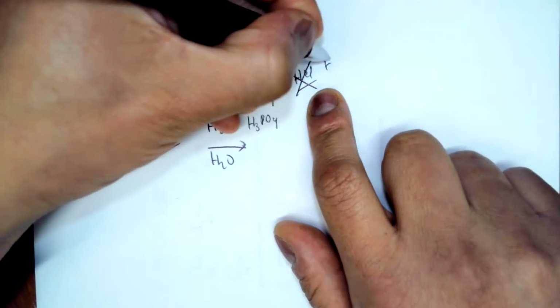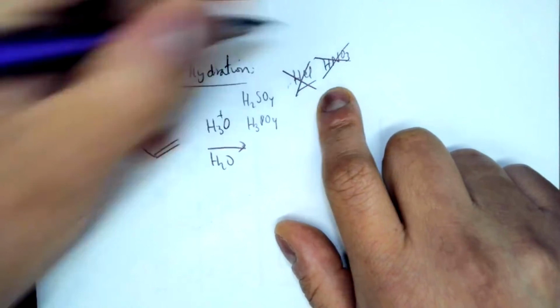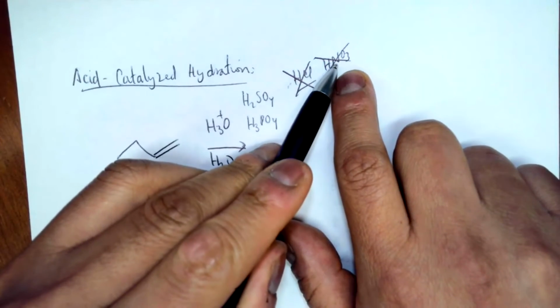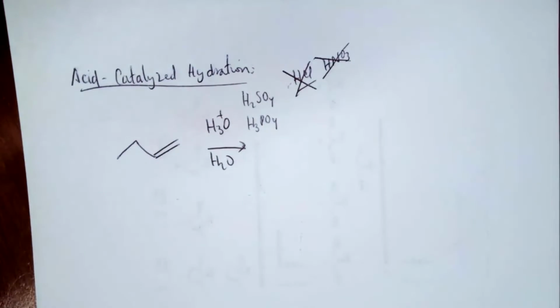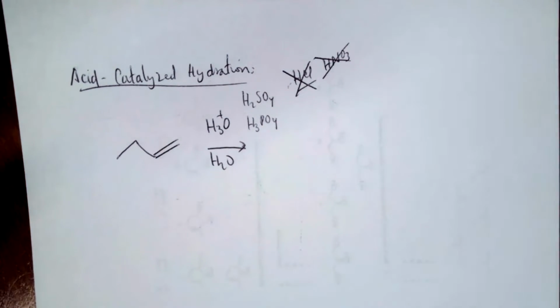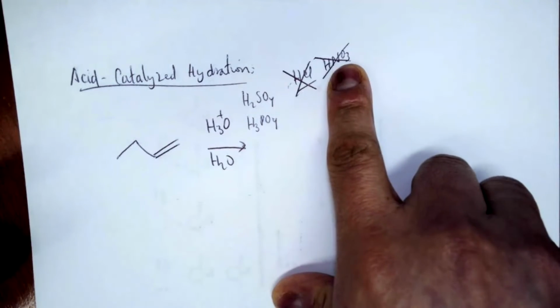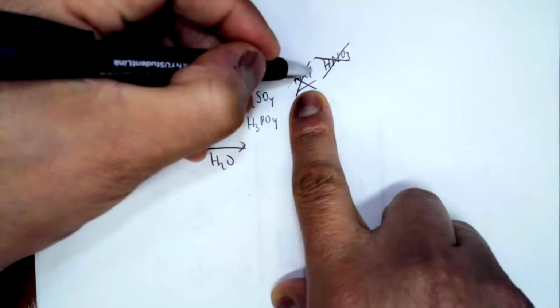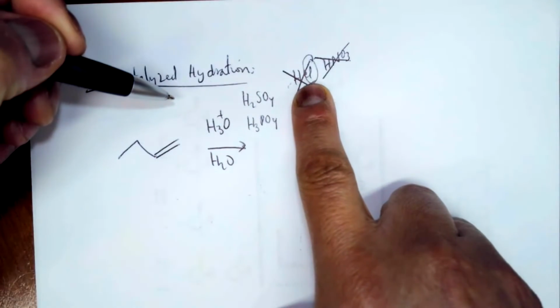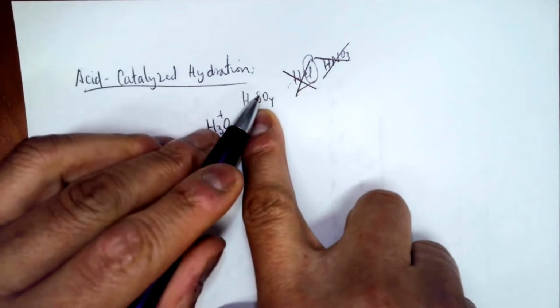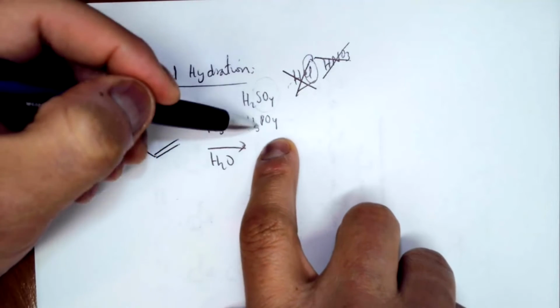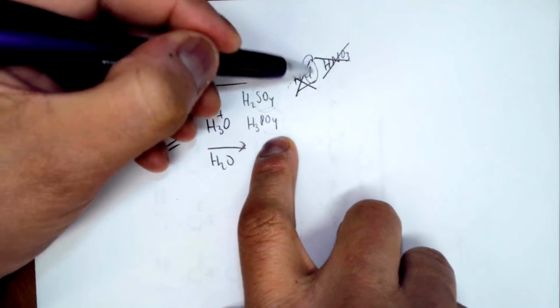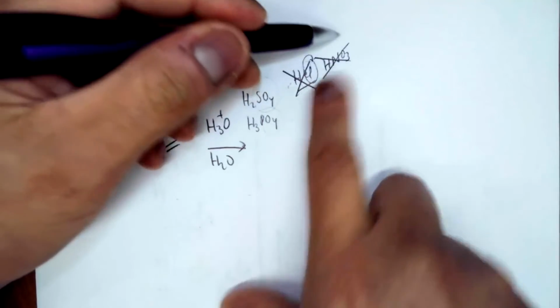Can I use nitric acid? No, don't use nitric acid. Why? Because nitric acid is an oxidant. So you have to use an acid that only plays as an acid, not as an oxidant. Hydrochloric acid, the chloride also reacts with the alkene, so I don't want to use it. Sulfuric acid is good, phosphoric acid is good, because these are not nucleophiles. Here, this one is a nucleophile. This one is an oxidant, that's why it's not used.